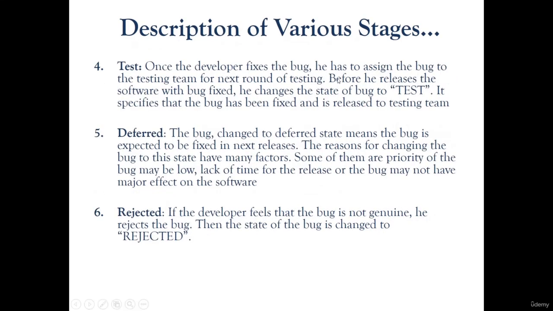Test state: once the developer fixes the bug, he has to assign the bug to the testing team for the next round of testing. When the software is released with the bug fix, he changes the state of the bug to test.